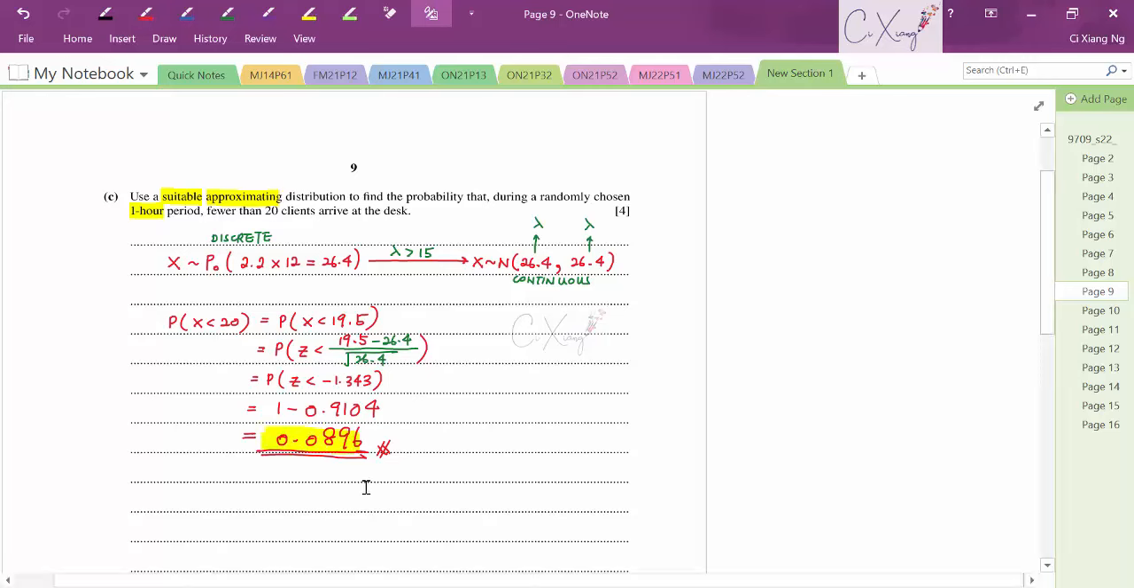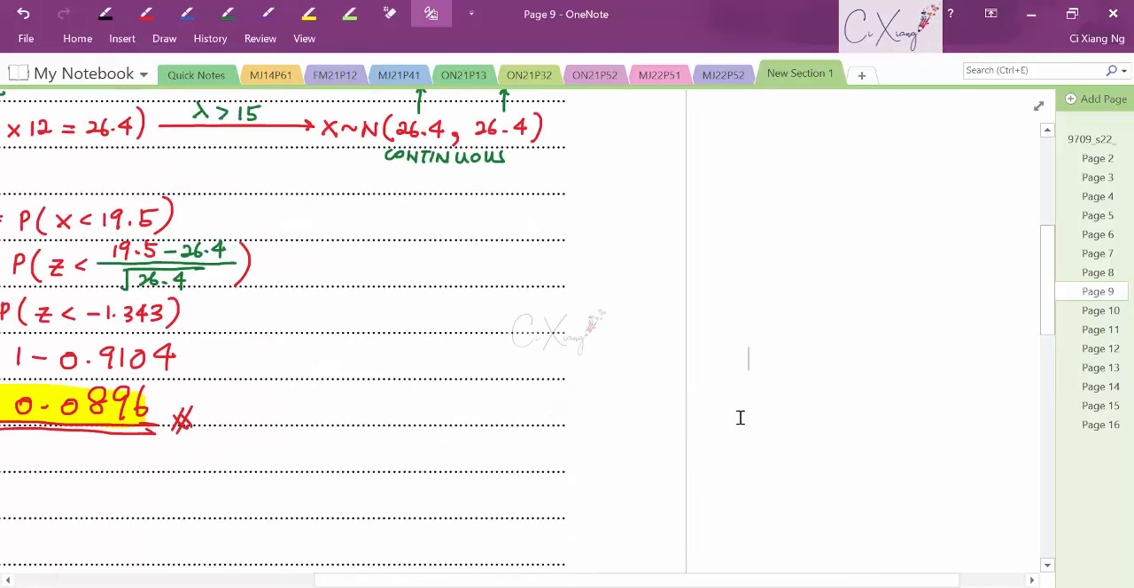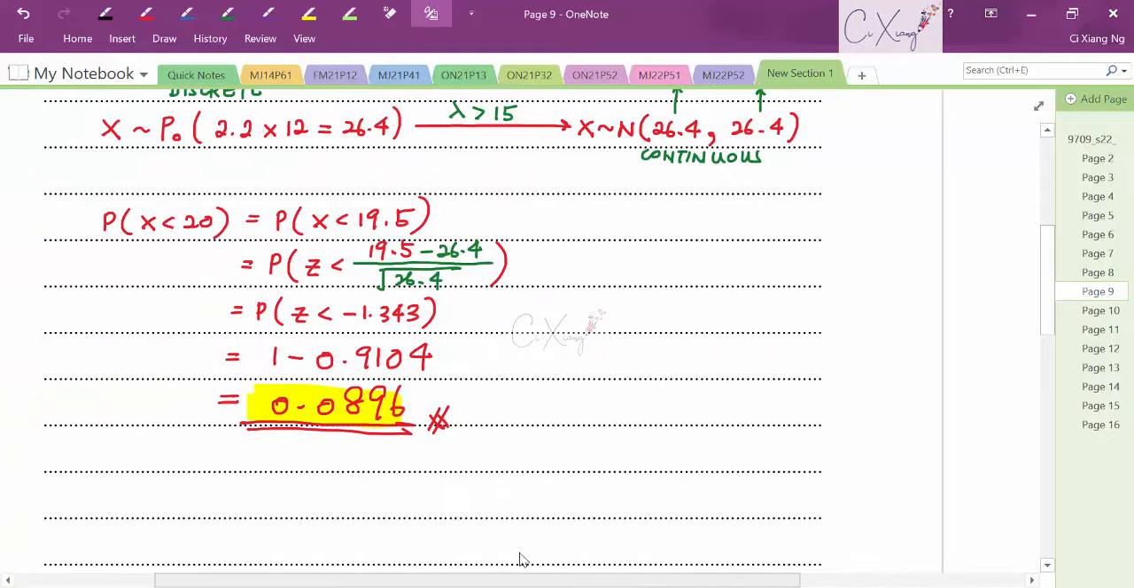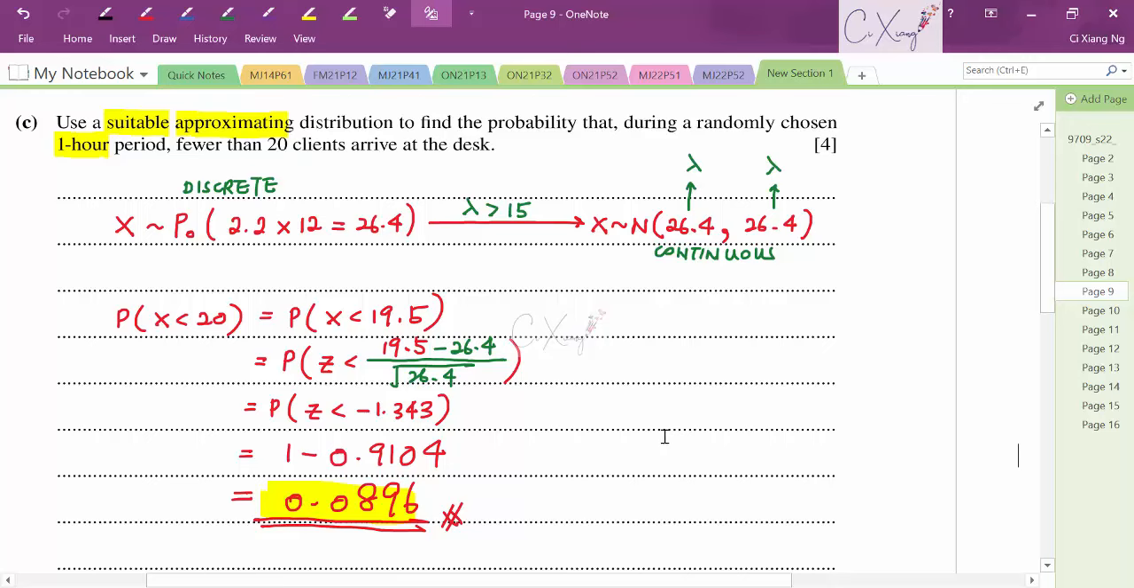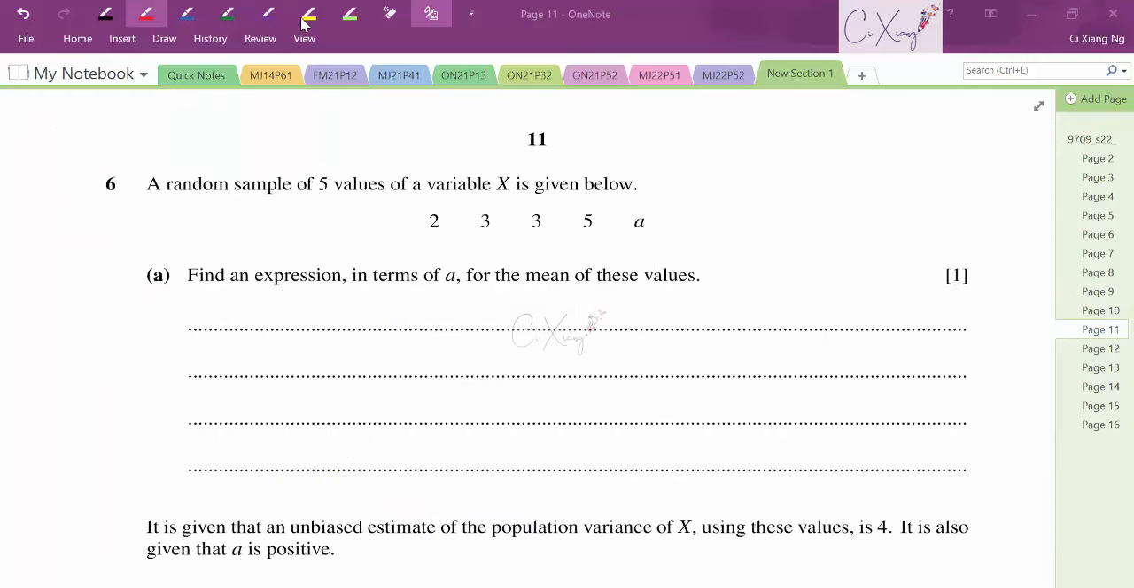Okay, so this is how we solve part C for this question. Then now we continue to the next part, right? Oh, there's only part C, no more parts for question number 5. All right, so this is how we solve question number 5.